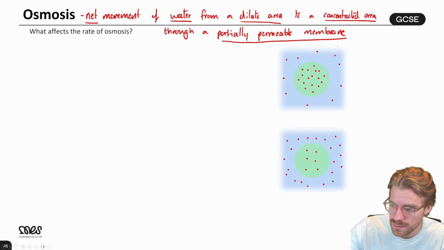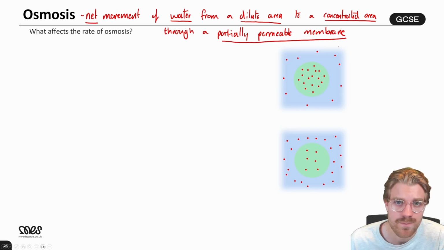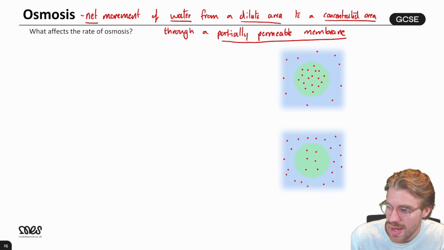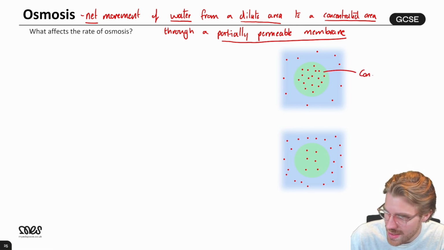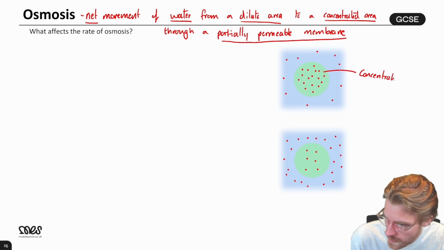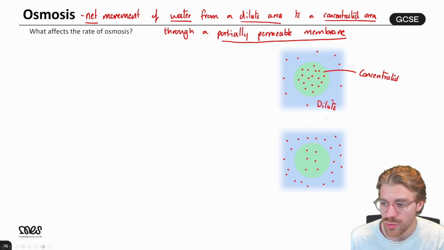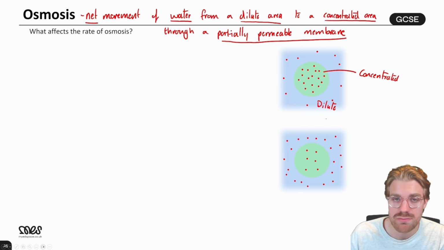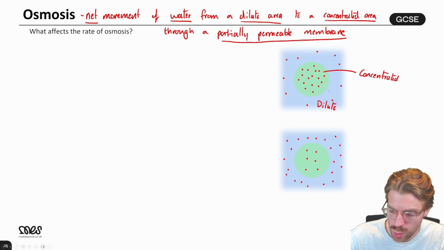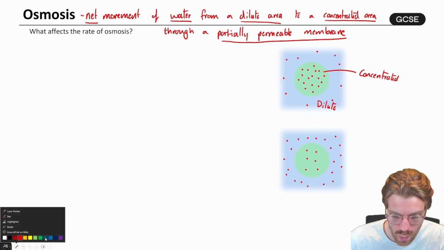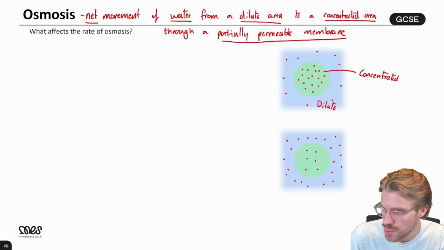Let's look at an example. So I have two cells here. My first cell, we can see we have a high concentration inside the cell. So inside the cell, we could say that it is concentrated. Outside the cell, we could say that it is dilute. So what is going to happen is the water, the blue area, is going to move into the cell. The water is going to move inside the cell, and that's going to cause the cell to expand. The cell is going to gain mass.